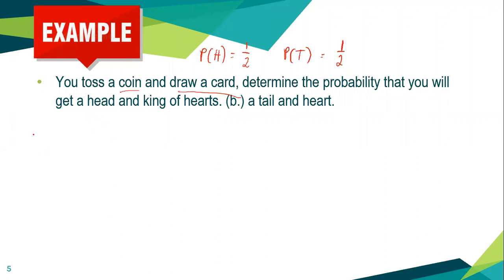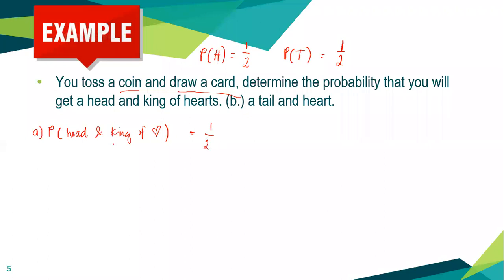So, for A, we have probability of head and king of hearts. So, dito, multiplication rule ang gagawin natin. Kaya ang kailangan natin, ilan ba yung probability na head ang lumabas? Ilan ang probability of head? We have 1/2. So, sulat lang natin, 1/2.